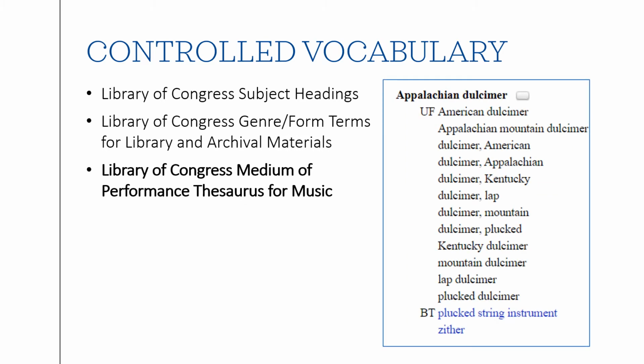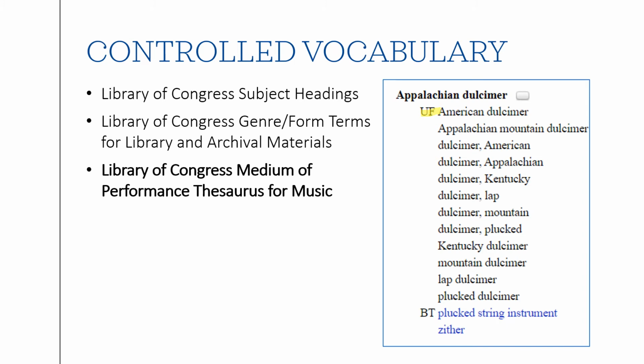The medium of performance thesaurus, which was only recently completed, gives the cataloger standardized forms to use to describe all the instruments, voice types, and ensembles that might be used in a score or recording. For example, here we see that the Appalachian dulcimer is the term we're instructed to use for the instrument that is also known as lap dulcimer, mountain dulcimer, and so on. If we want to move out to a broader term, we can use plucked string instrument or zither.